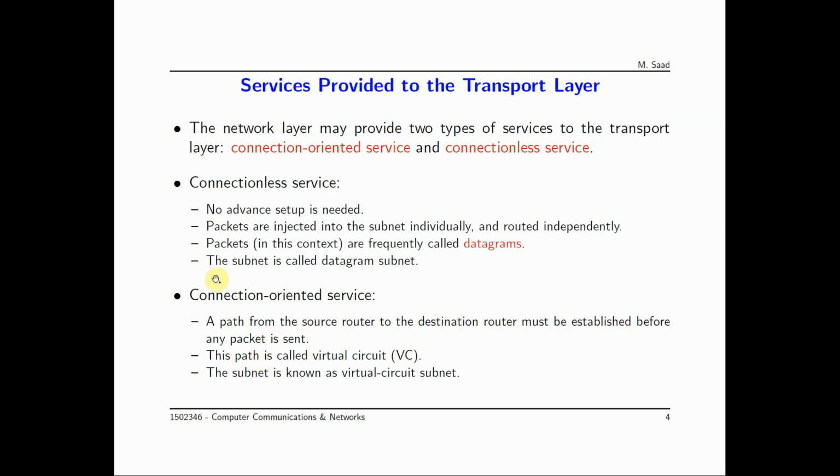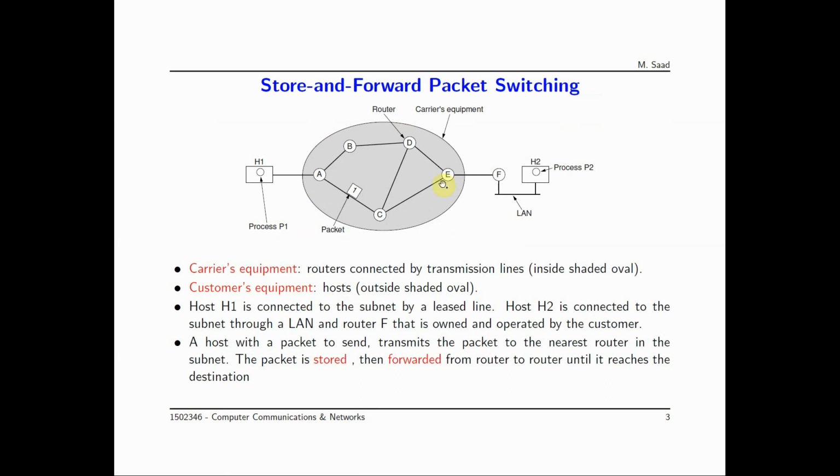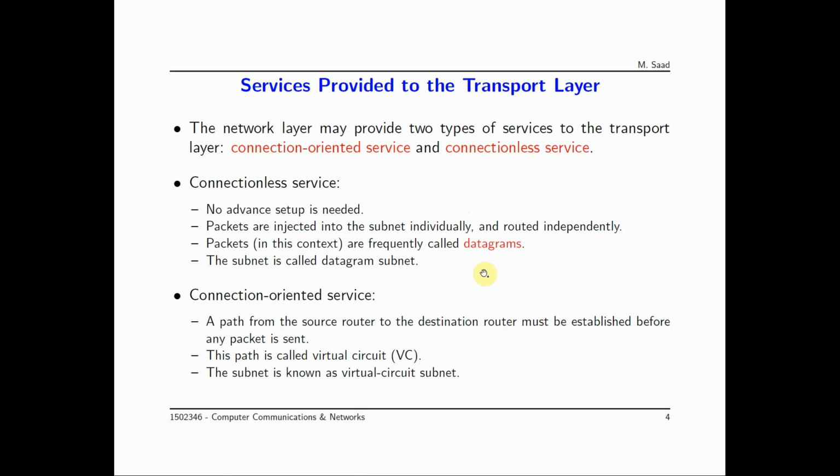This path, in the context of connection-oriented service, is called a virtual circuit. And then the network itself, or the subnet that operates in this way, is often also called the virtual circuit subnet. So what is a datagram? It is the name of the packet itself in case packets are delivered in a connectionless way, right?